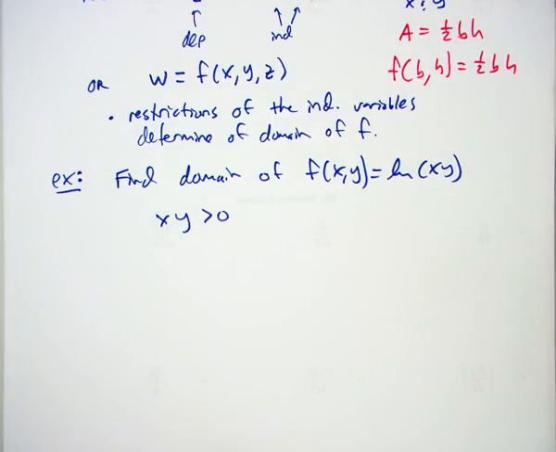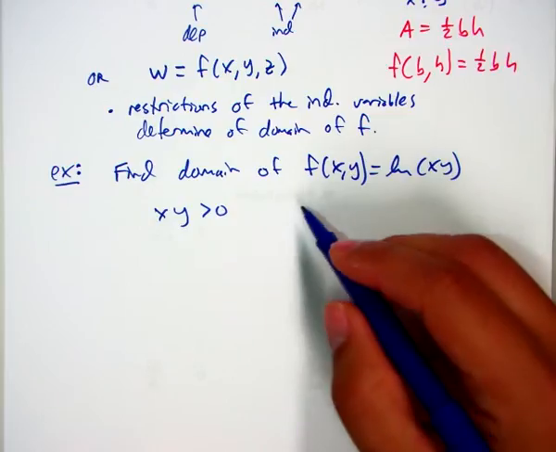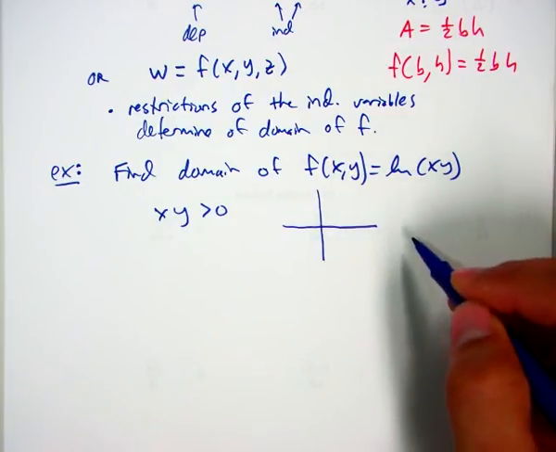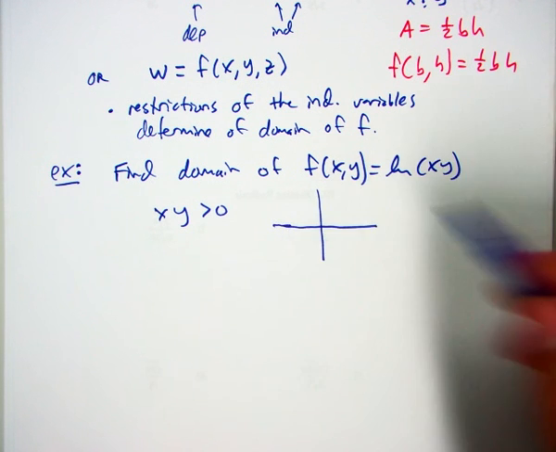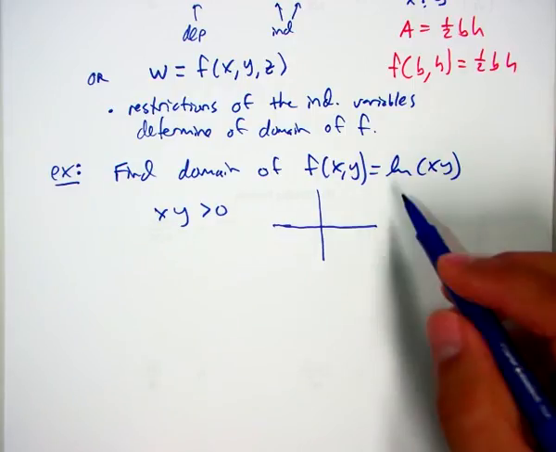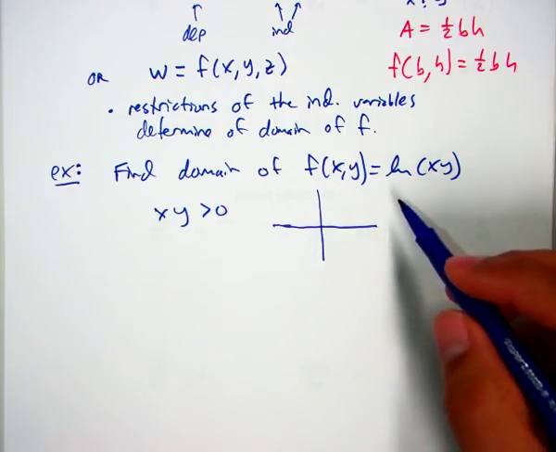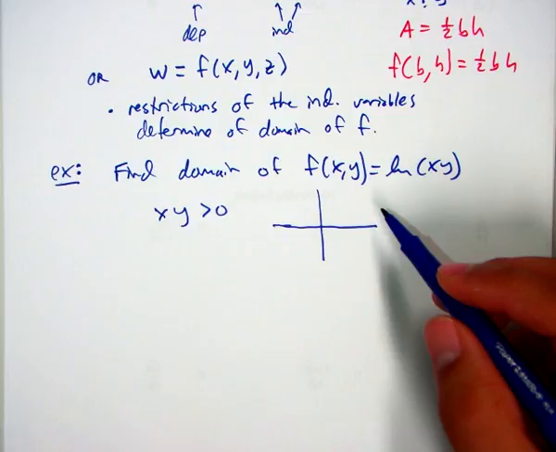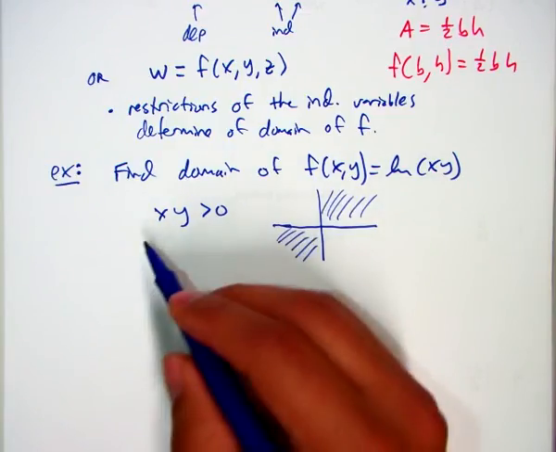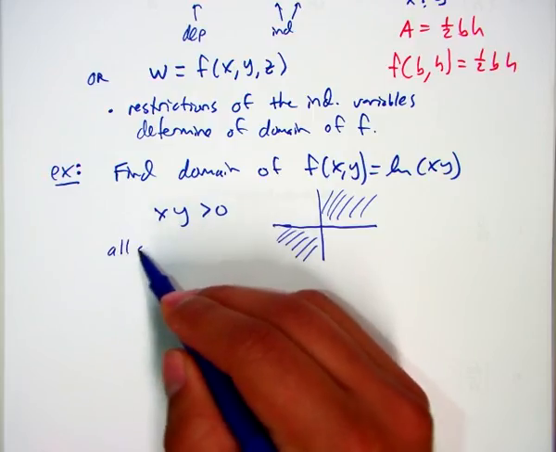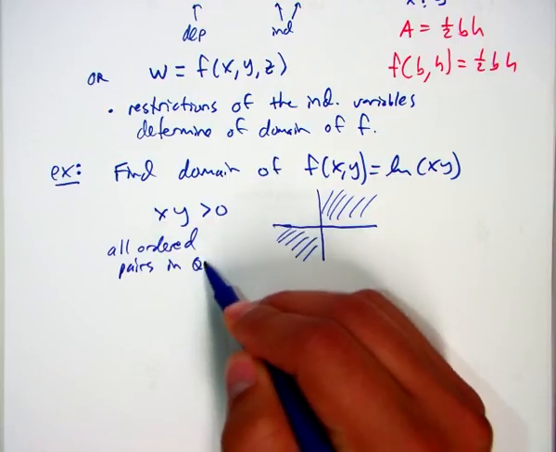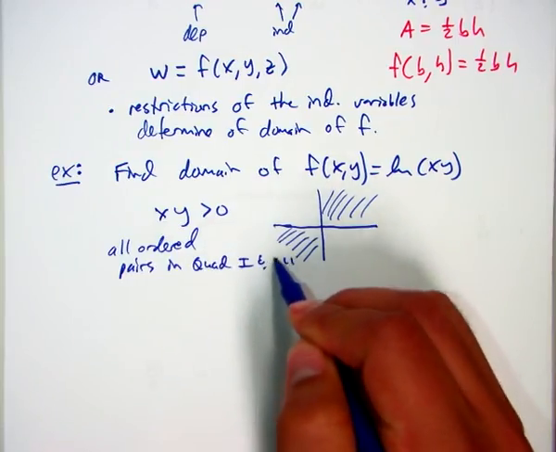Yeah. When x and y are not 0 and have the same sign. Okay, that's perfect. Now let's put that into a quadrant. Where are they the same sign? Let's just take what you said. First quadrant. There we go. Okay, so in this case, the domain is all ordered pairs in quadrants 1 and 3. Not on the axis.